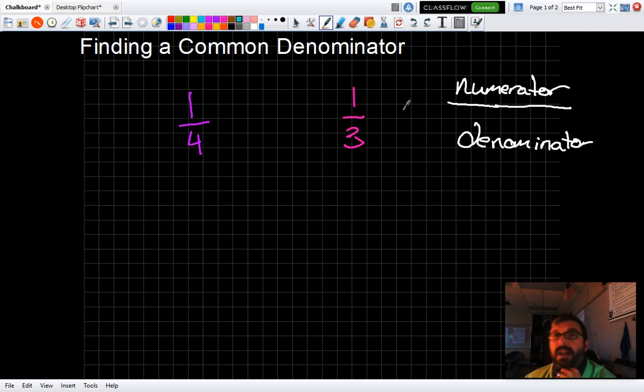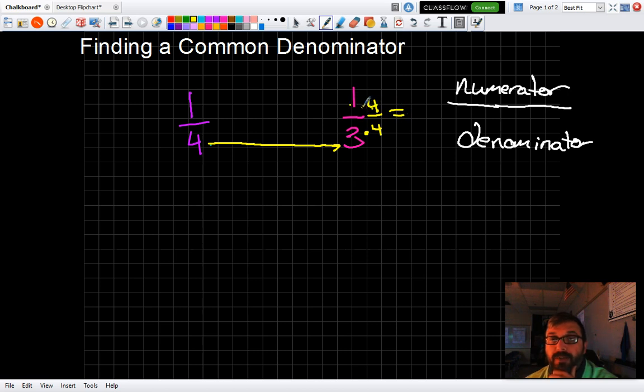Anyway, the first method is called using a buddy pair. So between 4 and 3, there's no nice and easy way for me to get them to be something equal. So what I'm going to do is what's called a buddy pair. I'm going to take this 4 and I'm going to use it in the 3. And I'm going to multiply the denominator by 4 and the numerator by 4, because 4 divided by 4 is 1. So this is really just multiplying by 1.